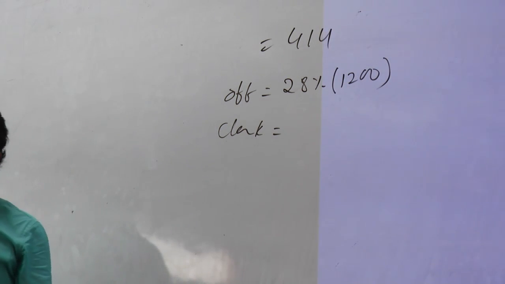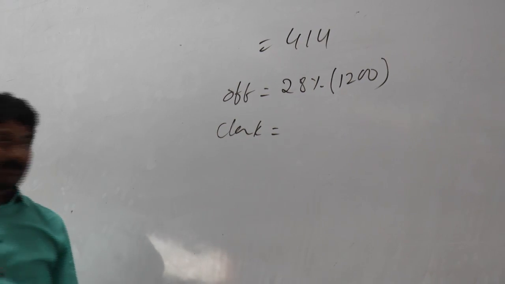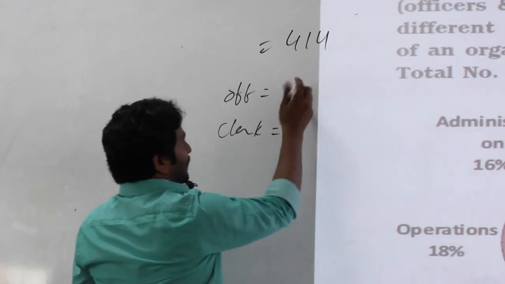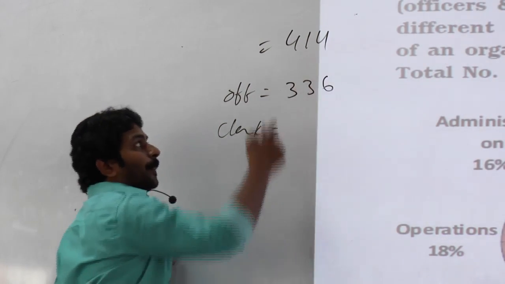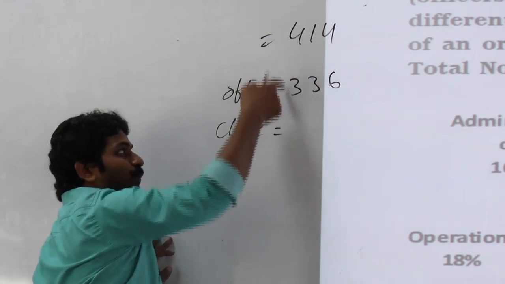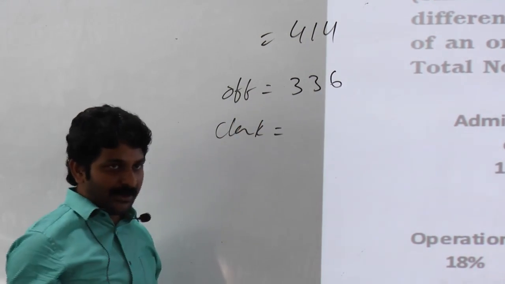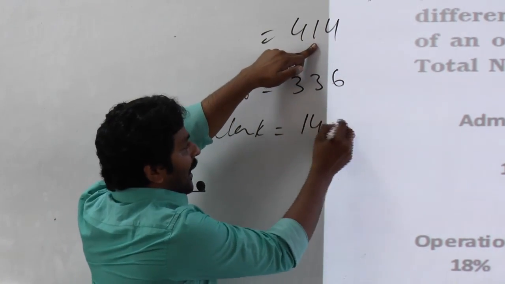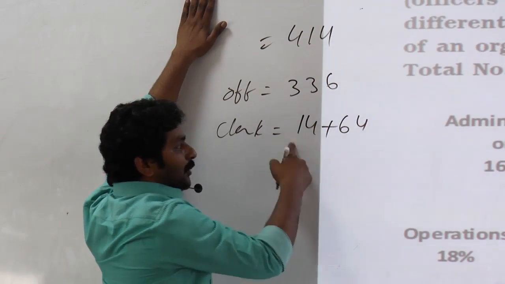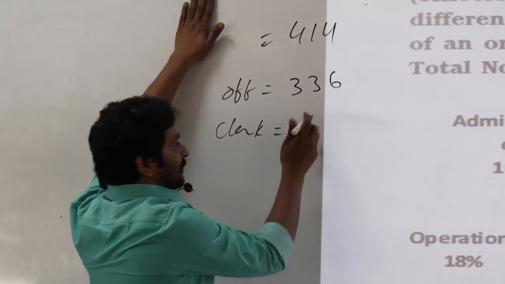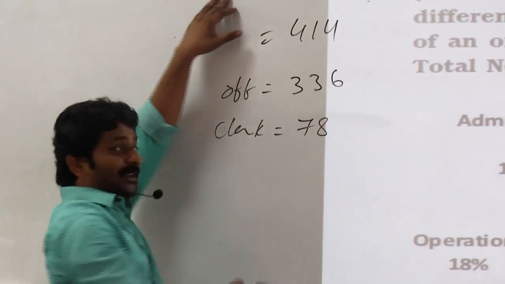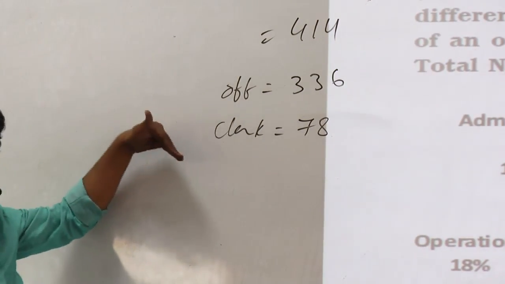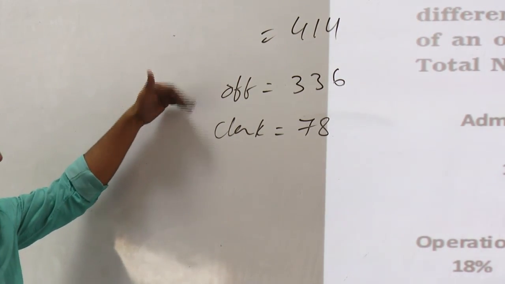336. Oh, correct. So this is 336, the difference between these two. Middle number is 14, middle number is 400. This is 14 more, and this is 64 less. Total is 78. So were you asked about the ratio between officers to clerk or clerk to officers?